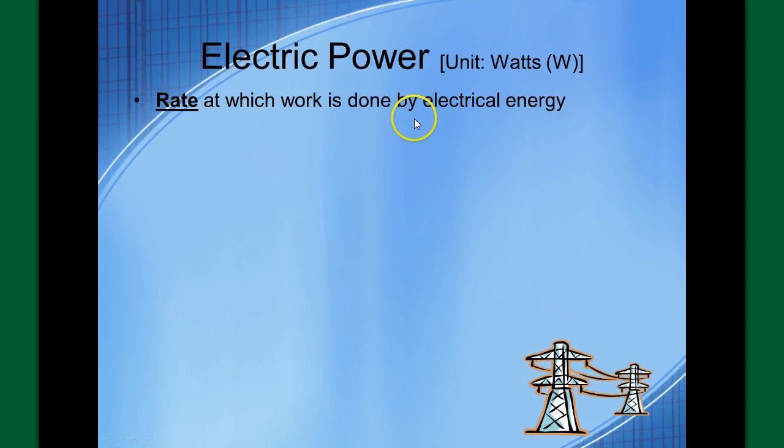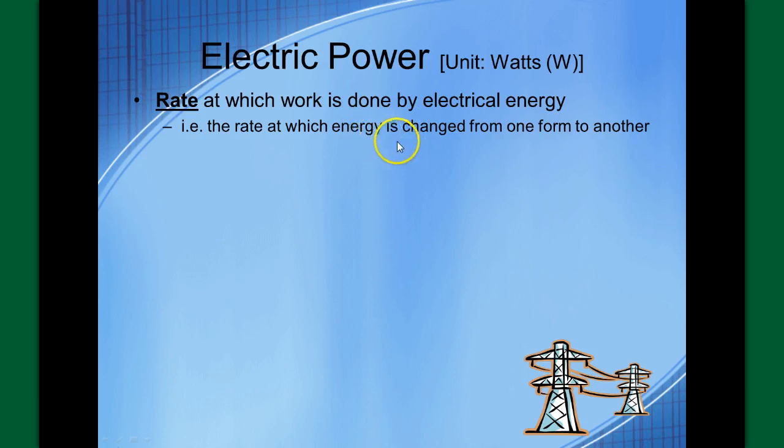So what we're really talking about is the rate at which energy, electrical energy, is changed from electrical energy into some other form, like light or sound or heat or whatever you want it to change into. Remember, we've talked about before, in any device, and we talked about the lights in the classroom, energy is not really being used in those lights. What's really happening is that the energy is being changed from electrical energy into another form. The rate at which that happens is the power.